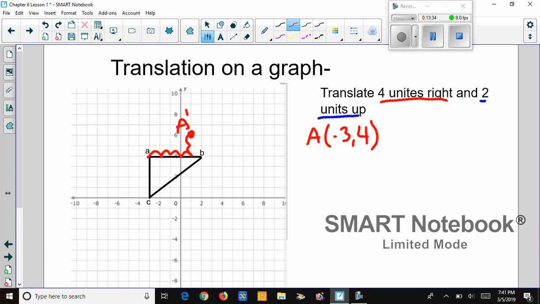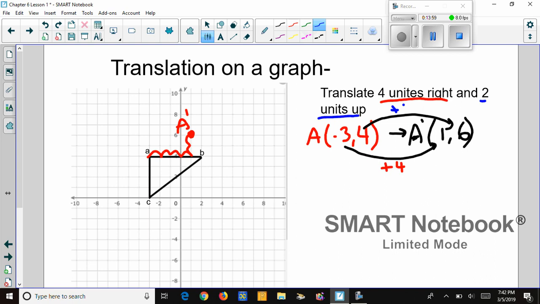And I would like you to note where the new point is. It is at 1, comma 6. And if we think about it, -3, if I were to add 4 to it, gets me to 1. And 4, if I add 2 because I move up, I get 6. So it gives us an example of how this looks with addition as well as how it looks on the graph.